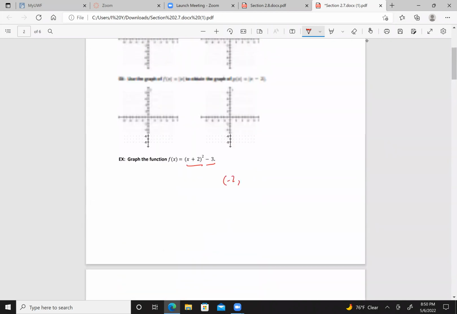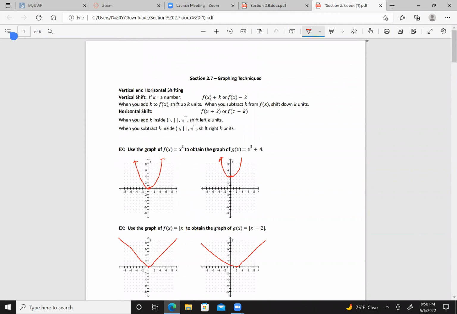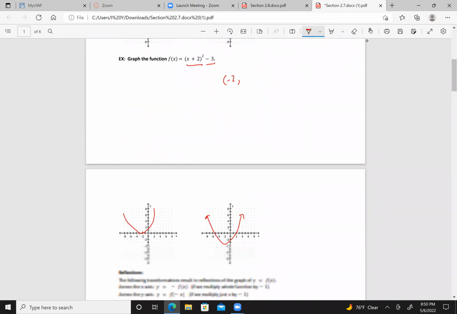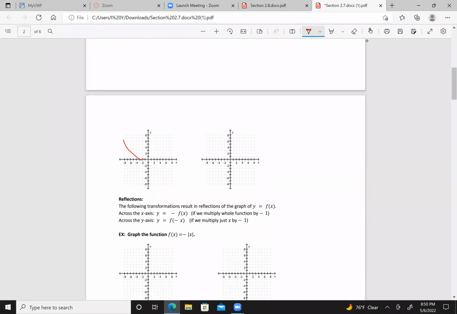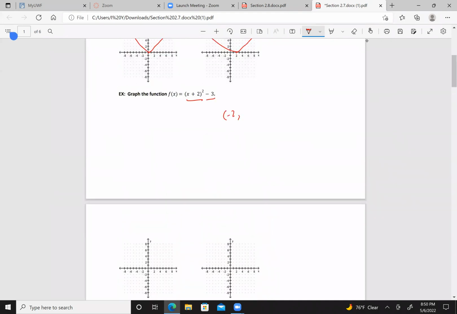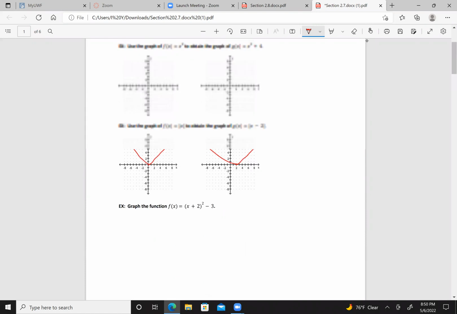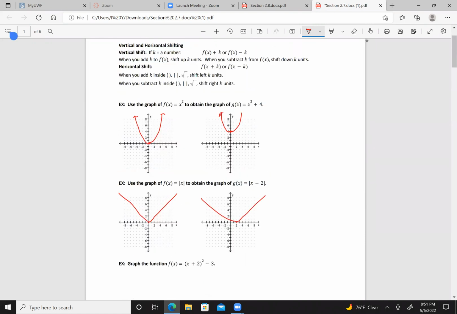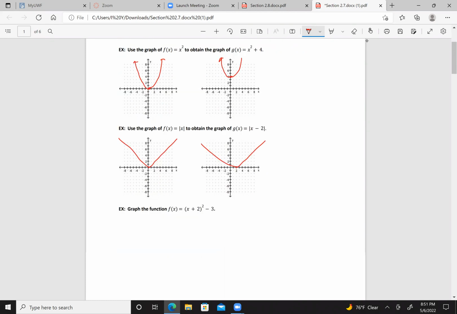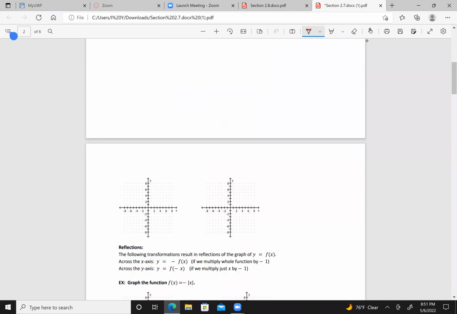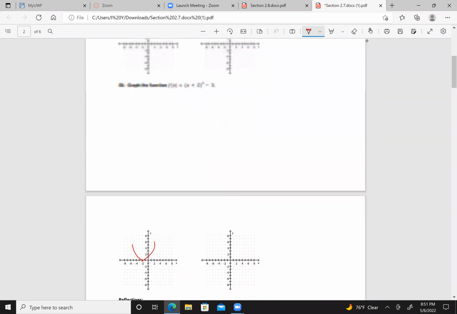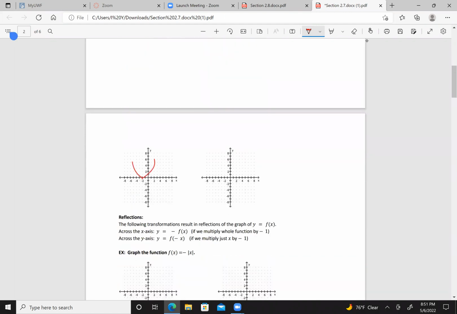And I just did that backwards, didn't I? Let's try that again. Or did I? Inside the brackets, we're adding. We add inside the brackets, we shift left 2 units. No, I had it right, didn't I? So the first one would be there. And then subtracting, we're shifting down 3 units, which puts our vertex at negative 2, negative 3.